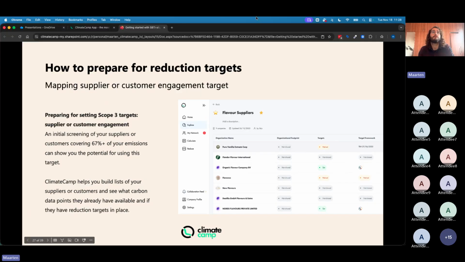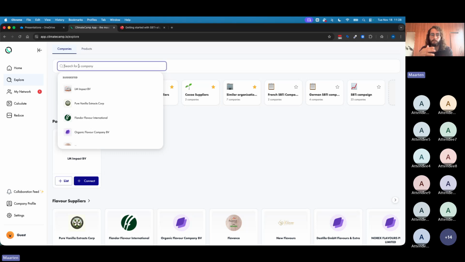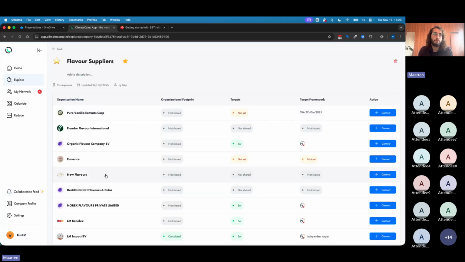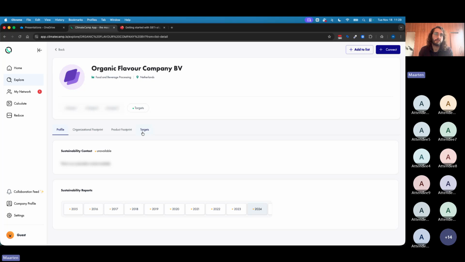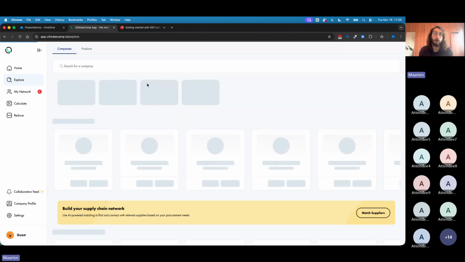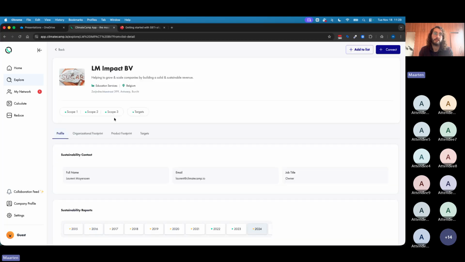So I'll quickly show. In ClimateCamp, you can go to Explore. We scrape all companies from SBTi, ADEME, places where they have communicated that they have reduction targets. And you can create a list. For example, I made a couple of lists here. And you can create a list and add companies. Most of these companies are demo account companies, but you can see if they have target sets. And if they have target sets, you can also see what their targets are. For example, this is a demo account, but here you can see what near-term targets they have set, or if they already share organizational footprint data, for example. Here we can see that this company already shares organizational footprint data.